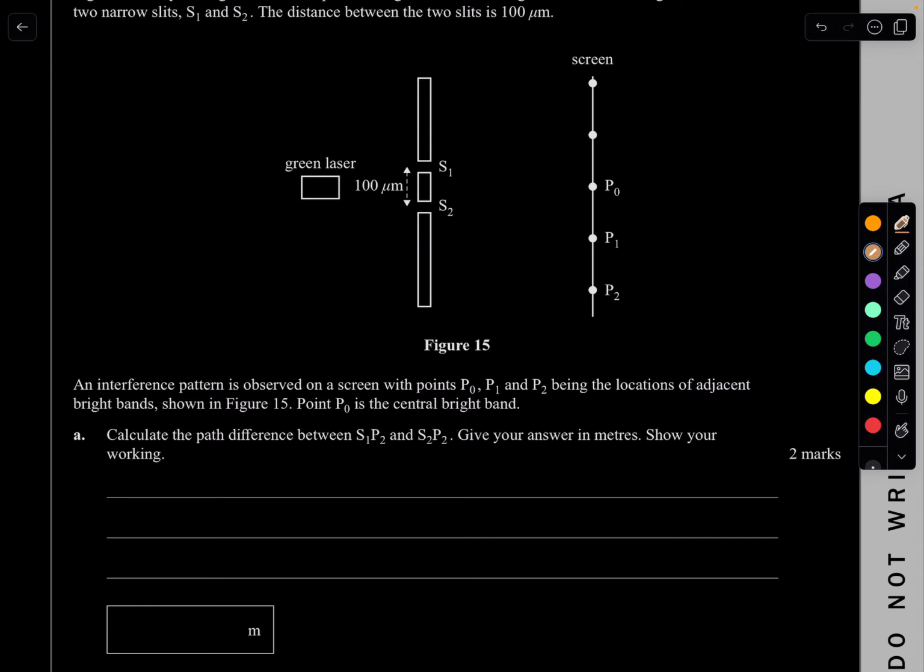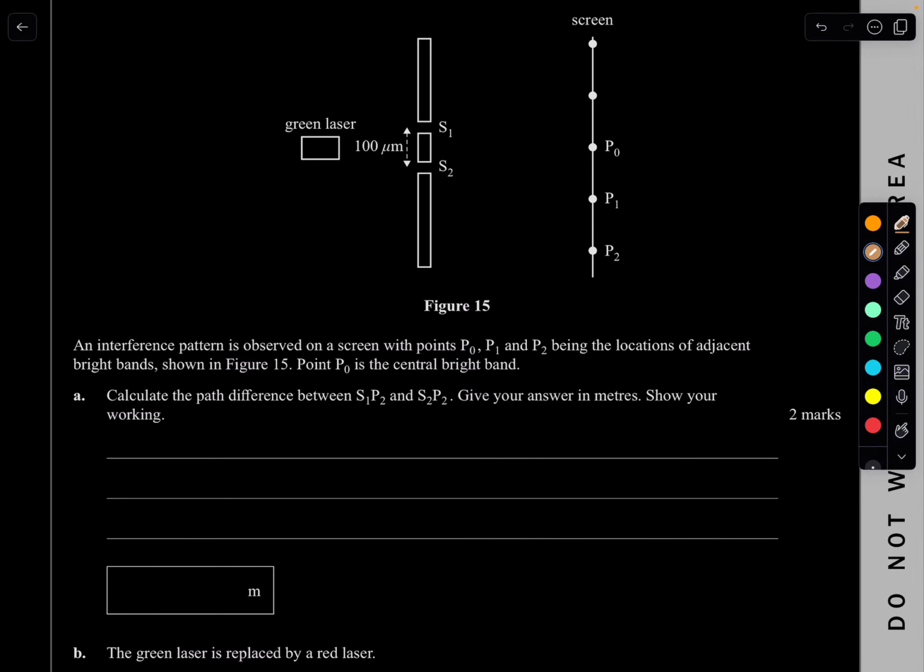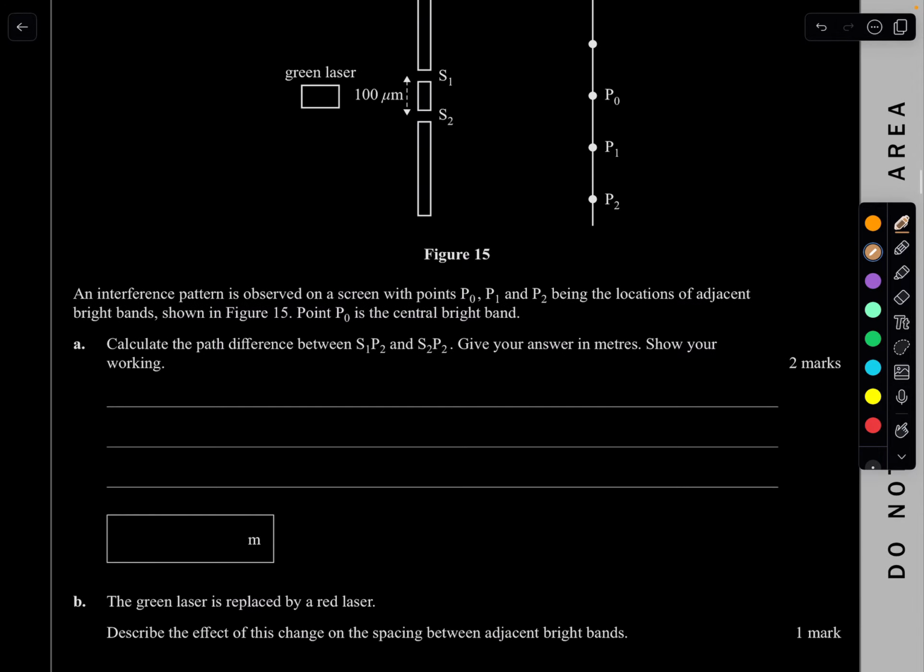Okay, so bright band means where constructive interference happens, shown in figure 15. Point P is the central bright band. Calculate the path difference from S1, P1, so S1, P2, and S2, P2. Easy. Give your answer in meters. Show your working out. Beautiful.